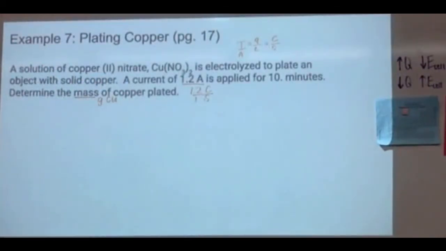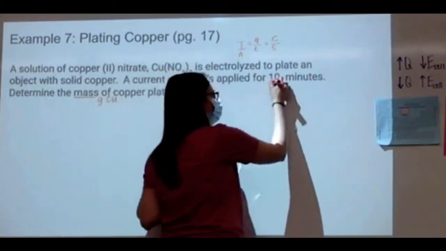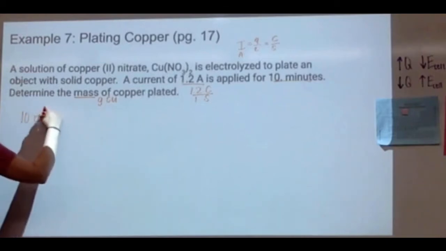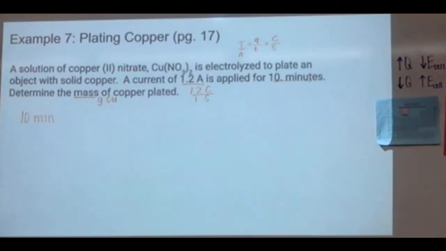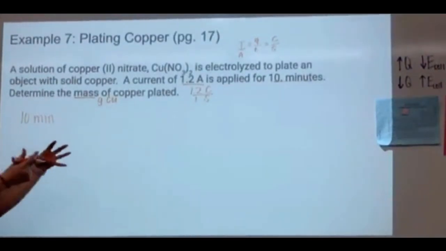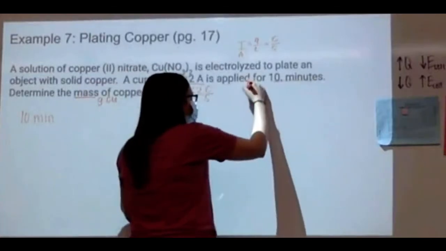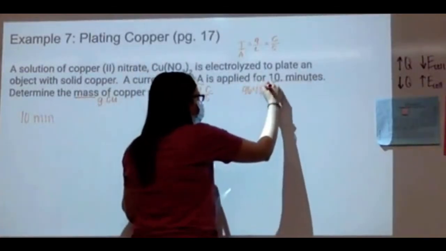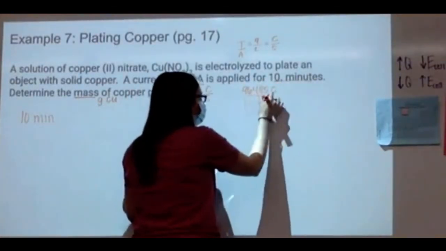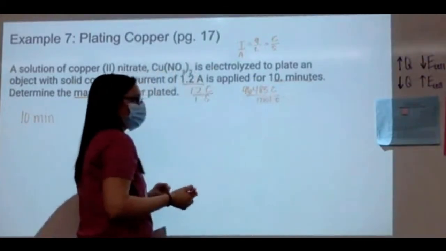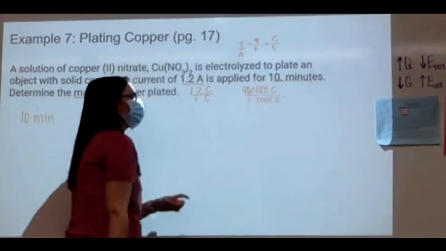It's applied for 10 minutes. Well, that's not a conversion factor, that's just given information. So that's what I would start with, 10 minutes. Now there are some other things that we need first before we continue on with this. The next thing is to remember that we always have Faraday's constant, 96,485 coulombs per mole of electrons. Per mole means per 1 mole of electrons.